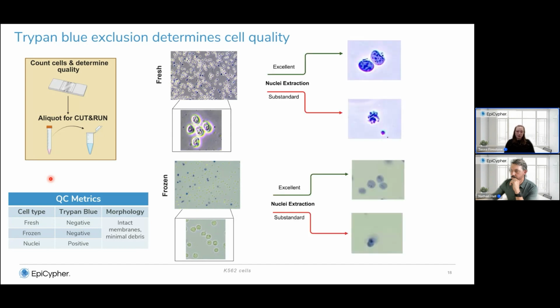Now, nuclei will stay positive for trypan blue and will have intact nuclear membranes. Disrupted nuclei will have disrupted membranes, which indicates poor quality material and will yield poor quality CUT&RUN data if this is the predominant species.